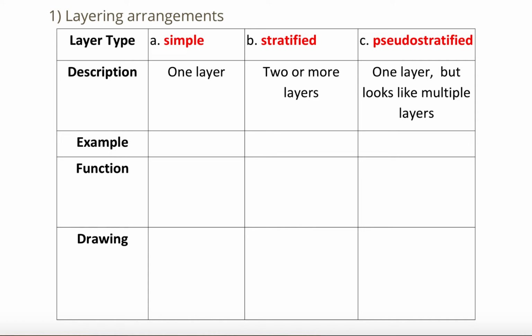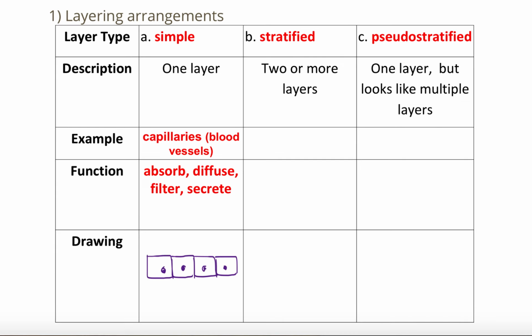Simple is just one single layer of cells. Stratified is 2 or more layers. And pseudostratified is one layer, but the way it lays out makes it look like more than one layer, even though there's still only one layer of cells. All right, so let's go over simple. So simple are one layer only.